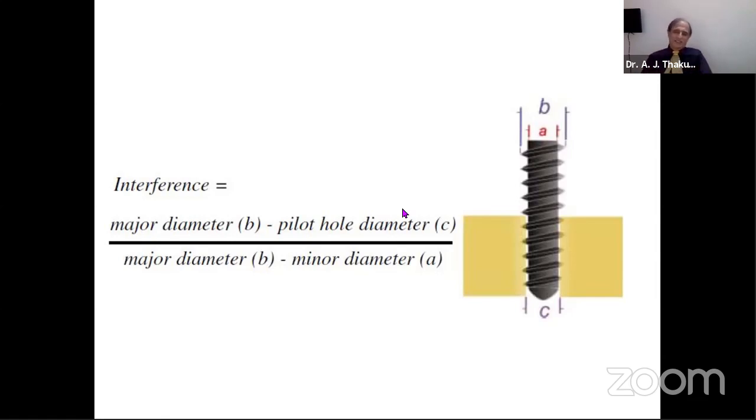I can read it out, but as a surgeon, it doesn't make much difference to me. Those who are mechanically or mathematically oriented can work on this formula and find out the interference. In practical terms, it's good to follow what the manufacturer of the Schanz pin tells you. If he says use a 4.5 drill bit for a pilot hole, then use a 4.5 drill bit, because he has worked on the interference. He wants that interference fit and he would have made the threads and the major and minor diameter so that the precise pilot hole of that recommended drill will fit best and you will get the best out of his design.